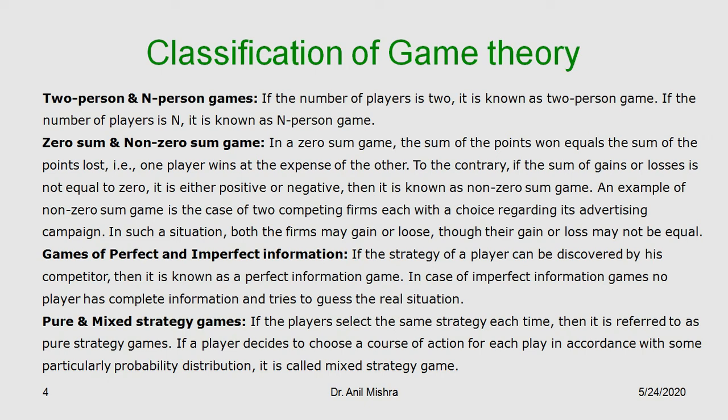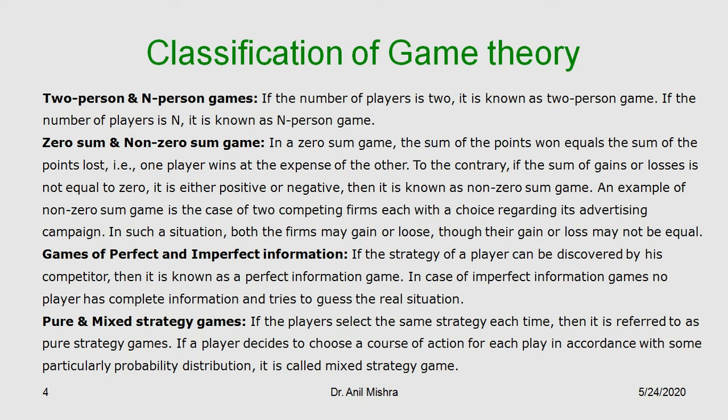If the strategy is known to the other players, it's a perfect game; if it's not known, it's an imperfect game. If the solution exists, it's a pure strategy. If the solution is not there, it's called mixed strategies. For pure strategies, you have to calculate the saddle point solutions, where maximin must equal minimax. But if it is not so, it falls under the mixed strategies.